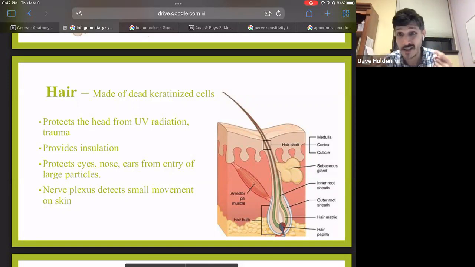That's outside our scope. Massage therapists don't do hair removal. But I also am a licensed esthetician in Florida, so I did a lot of waxing.